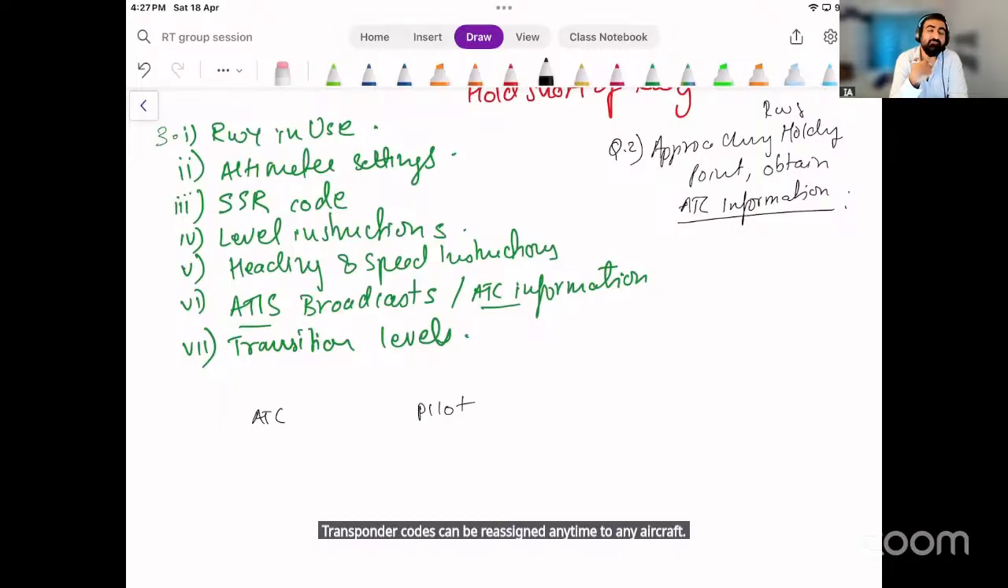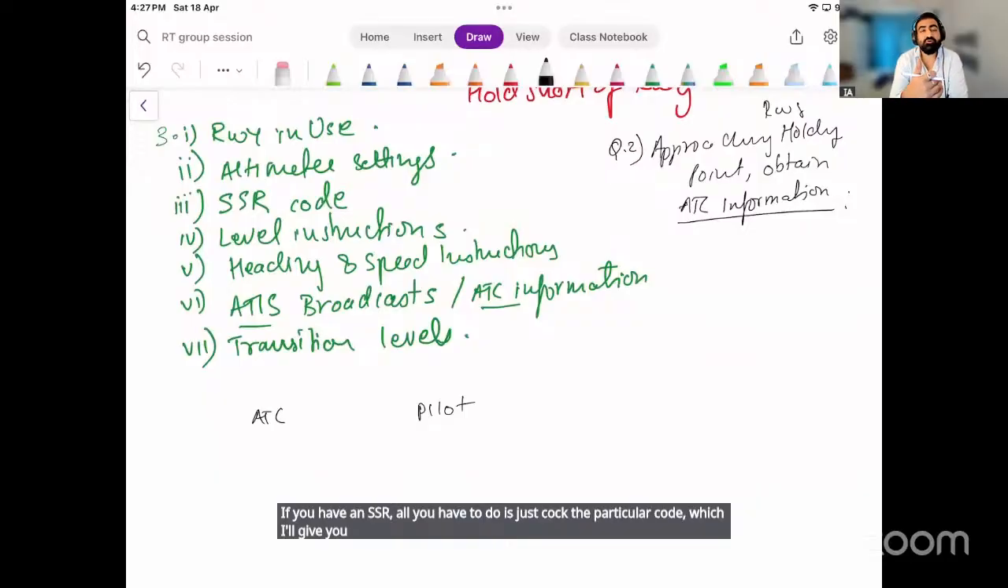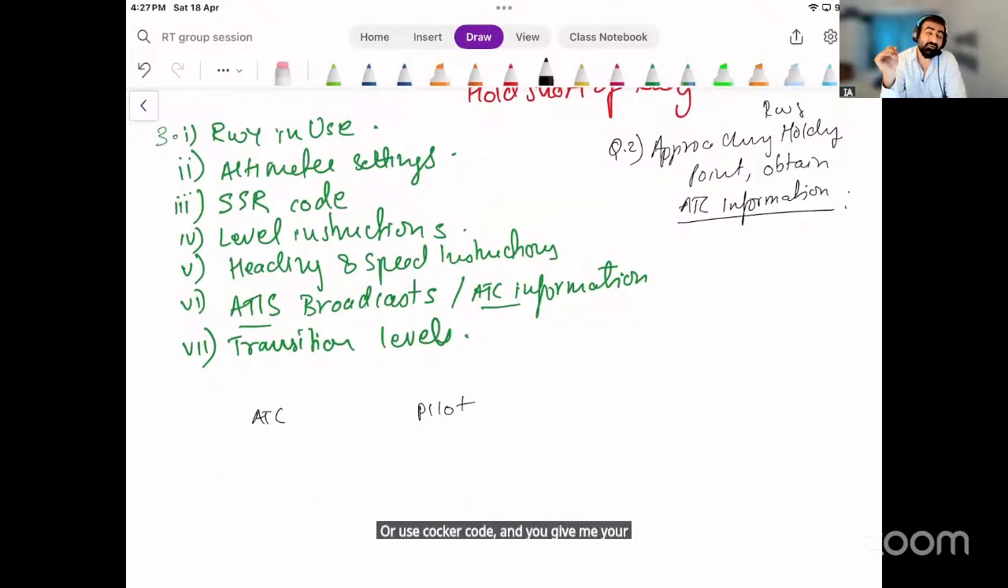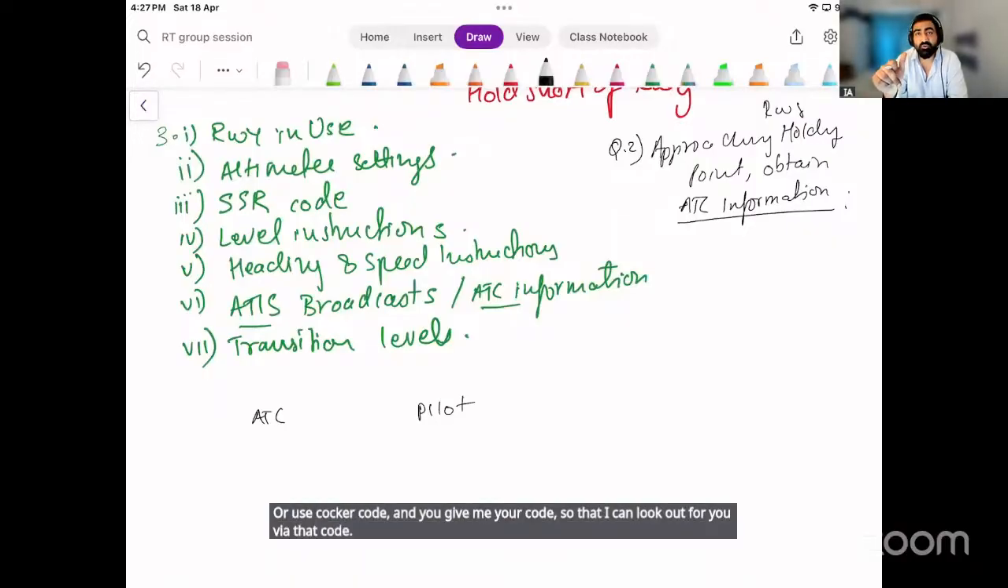So if I want to locate you on the radar, if you have an SSR, all you have to do is squawk the particular code which I'll give you. Or you squawk a code and you give me your code so that I can look out for you via that code. Okay?